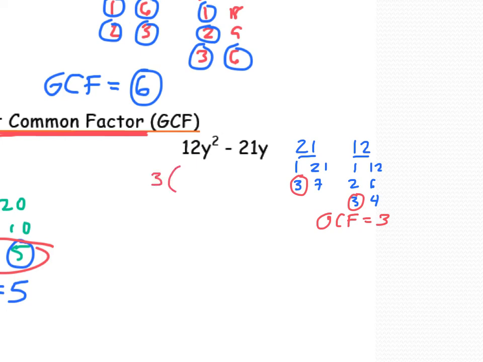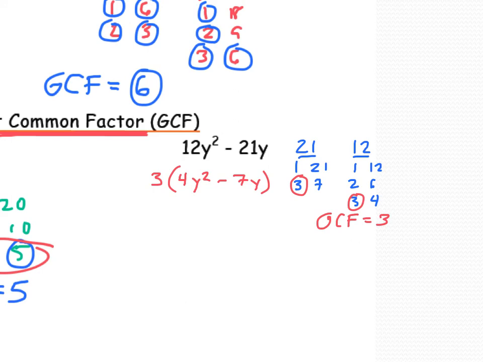Now I want you to think, what would be left behind? I have 3 times what would give me 12 squared. I'm going to have 4. Look at my factors here. 3 times 4 would give me 12, so I'm going to have a 4, and I'm going to keep the y squared minus 21. Well, 3 times what gives me 21? That means I'm going to have 7 left behind. So I've now factored out a 3.